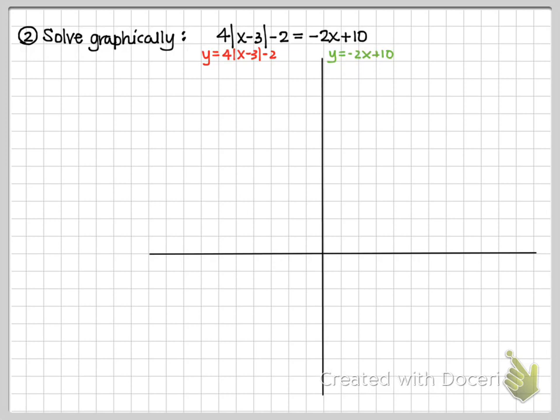So now would be a good time to pause. See if you can graph the line and graph the left-hand side absolute value as well, and then check and see if you and I match.